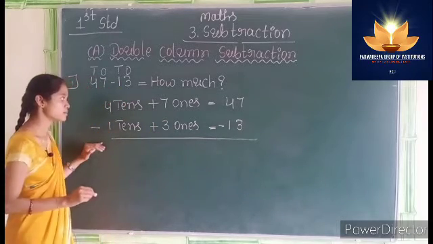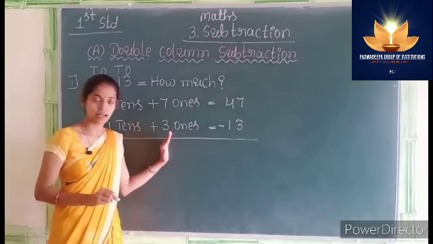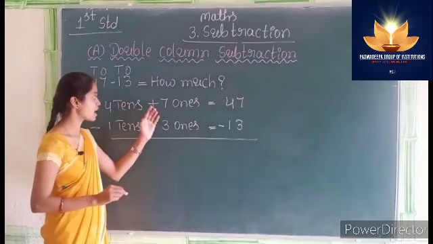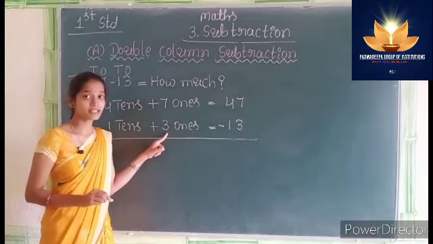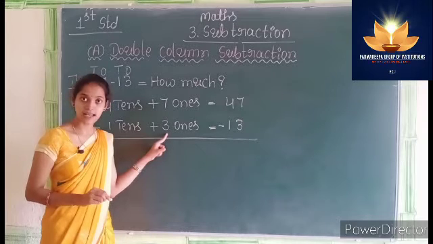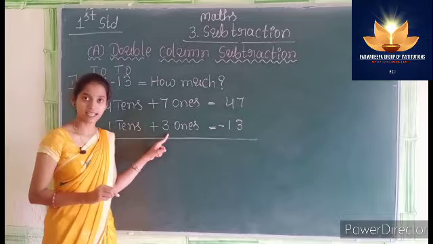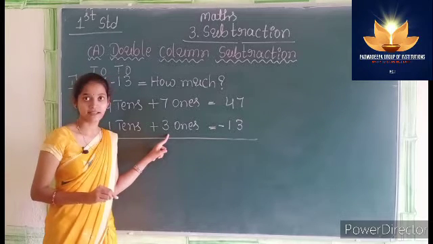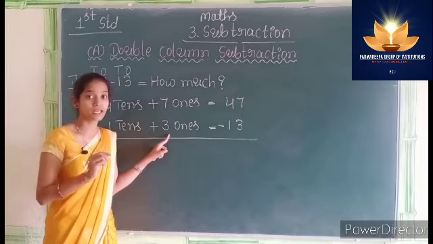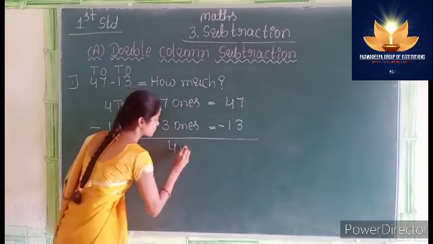Now we have to subtract first ones place numbers. Right. In the ones place we have 7 and 3. 7 minus 3 how much, students? 7 minus 3, that is 4. We get 4 ones. And that 4 should be written under this ones place.